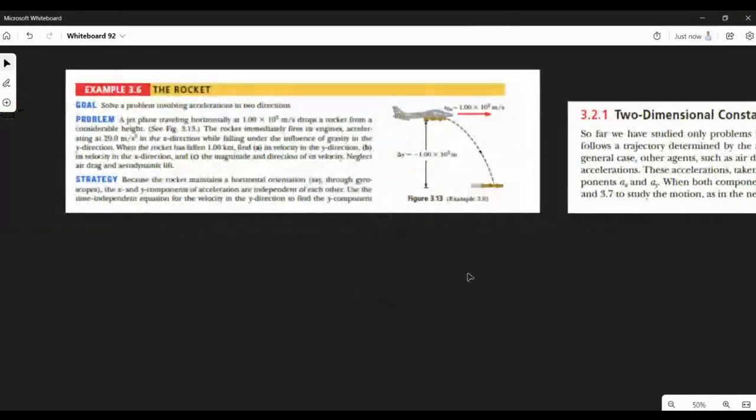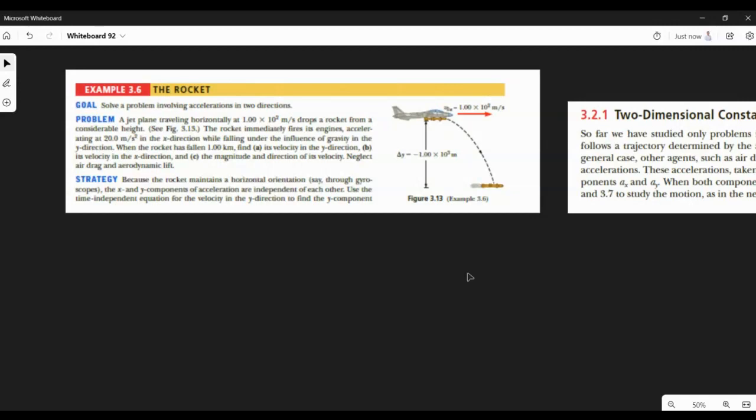So we've got a jet plane traveling horizontally at 100 meters per second, I believe. It drops a rocket at a considerable height. Say the rocket immediately fires its engines, accelerating at 20 meters per second squared. So you can see it's already telling you that in the X direction, while falling under the influence of gravity in the Y direction, right? So that is directly telling you there are two accelerations.